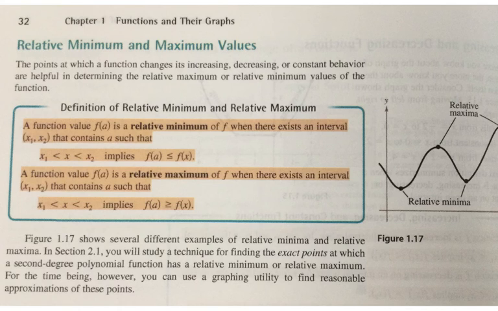Figure 117 shows several different examples of relative minima and relative maxima. In 2.1, we will study a technique for finding the exact point at which a second-degree polynomial function has a relative minimum or maximum. For the time being, we can use a graphing utility to find reasonable approximations for these points. So eventually we're going to be able to pinpoint exactly where it occurs and exactly what that value is. But for now, we're just going to give approximations using our graphing calculator.